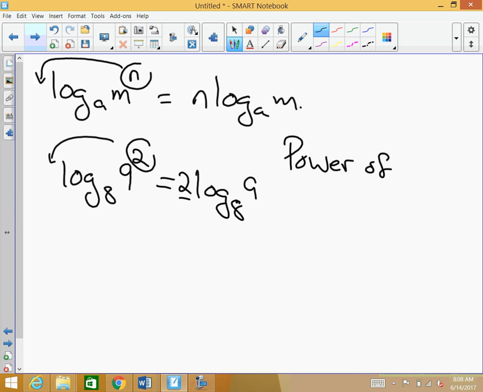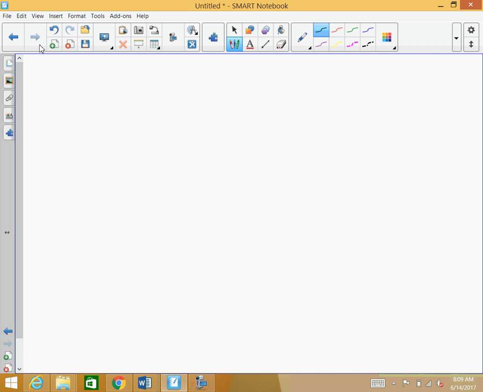Power of a power law. These are three very key laws for solving logarithms. So now let's take a look at, I don't know, just solving algebraically for these logarithms. So let's say if I have, let's start with something a little easy. Let's go log_x 9 is equal to 2 over 3.